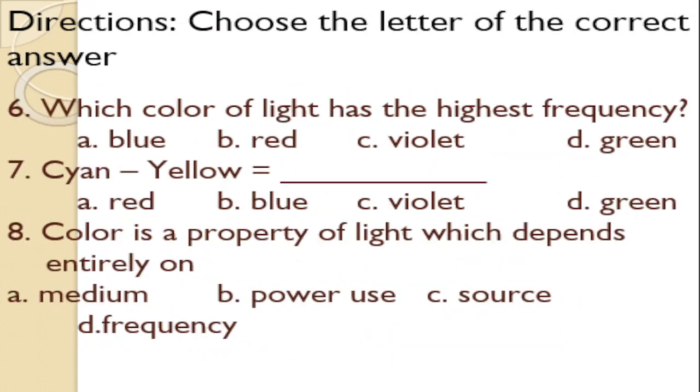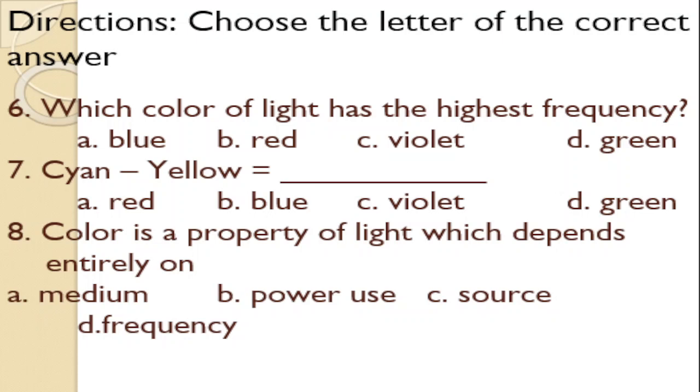Question number 6. Which color of light has the highest frequency? A. Blue. B. Red. C. Violet. D. Green. Question number 7. Cyan minus yellow equals blank. A. Red. B. Blue. C. Violet. D. Green.